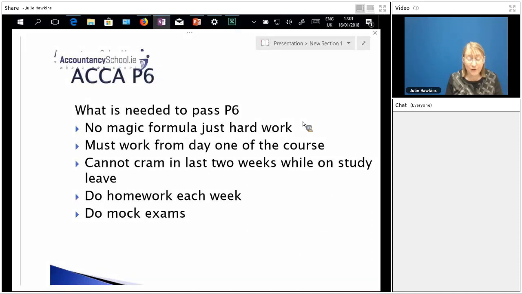So if you want to do P6, you must be prepared to put in the work, and to put in the work from the very beginning of the course. Plus, it is very, very important that you practice on questions for tax. You cannot go into the tax exam without this practice. You just won't be able to do the exam. So it is important that you do the homework every week and you do the mock exams.